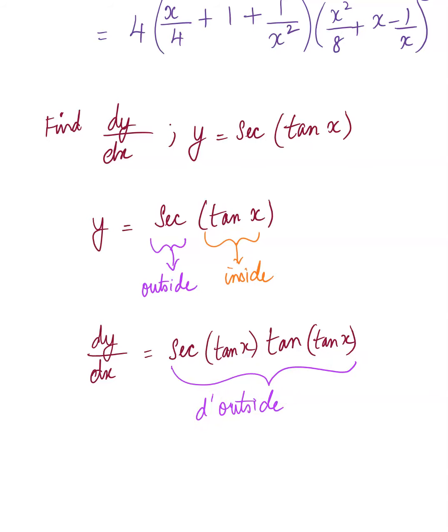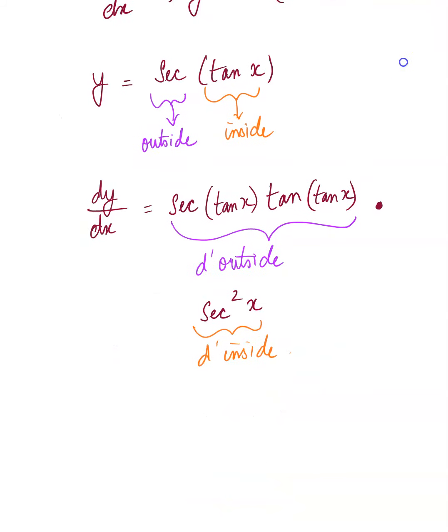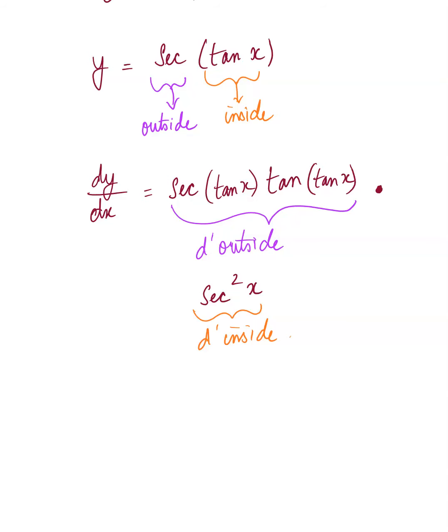And then you have to multiply it by the derivative of the inside. The derivative of tan x is secant squared x. Put the square properly. And so that makes it the derivative of the inside. So if I were to write the answer, really there's no simplification that can be done, but I just want to throw the secant squared x in the front times secant of tan x and tan of tan x. And that's our answer.